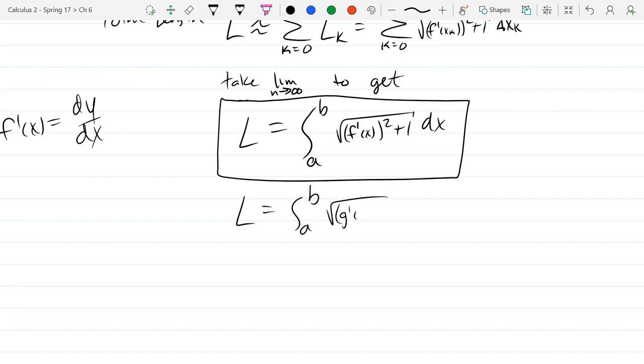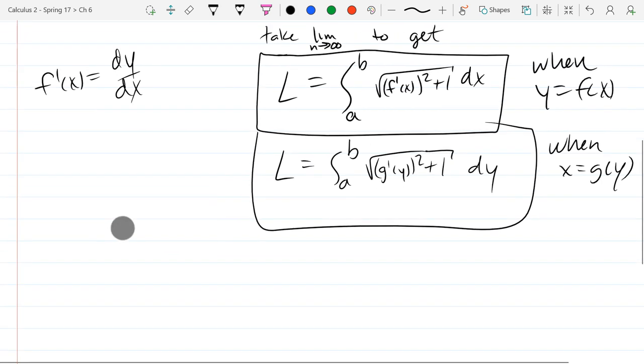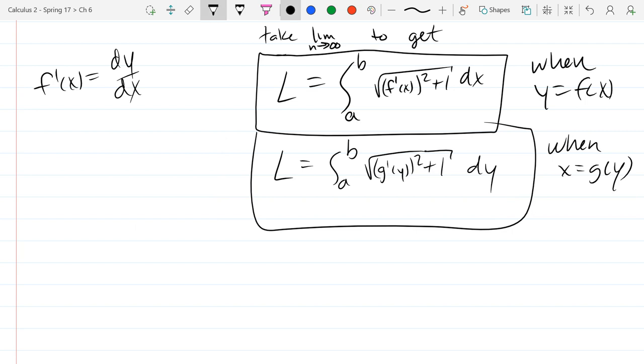G prime of y plus 1 dy. And the second one, if you started with the function of y, you can use the second one. And the first one is when y is a function of x. So depending on which way you start. And on the second one, you can write g prime of y. It's a little bit strange, but g prime of y, that is dx over dy.